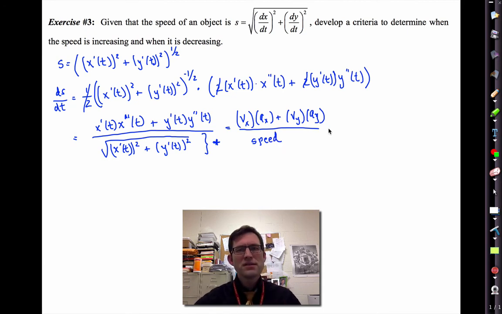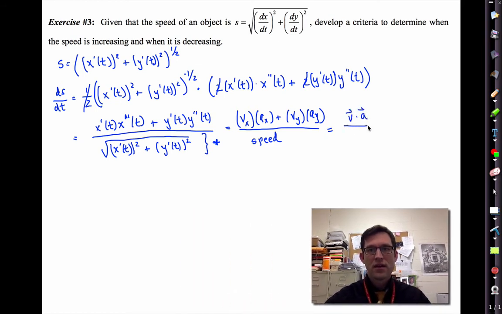But that means that the top is the dot product. Do you see that? That's just V dot A divided by the speed. Now this is really kind of cool, right? Because what this says is that ds/dt will be greater than 0 if V dot A is greater than 0, right? And the speed will increase.